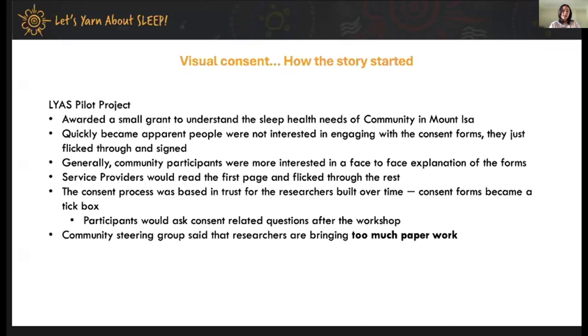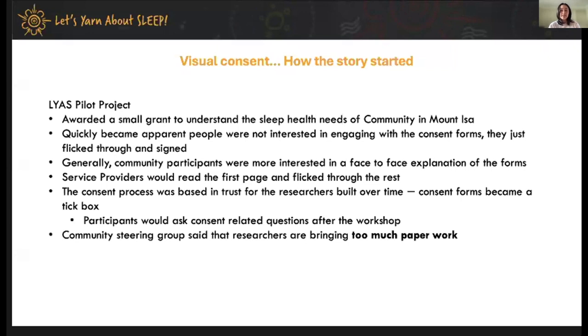And so what our community researchers found is that the consent process was more so based in the trust developed between the participant and the researcher built over time. And consent forms became sort of a tick box at the end. Another thing that flagged this for them was they would go through the research process, so conduct workshops, and then at the end, that's when participants would ask consent-related questions. So with all of this information, it was brought to our community steering group. And essentially their feedback for us was that researchers are coming into community and bringing way too much paperwork.